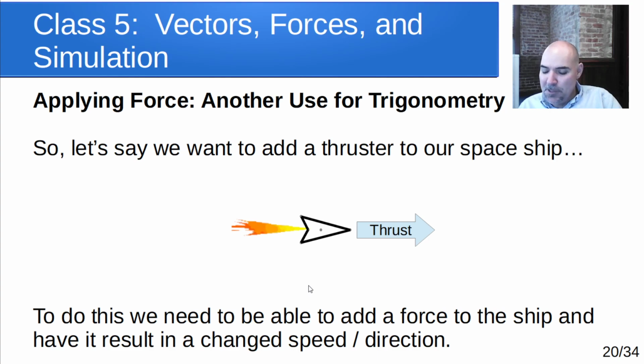So we want it so we can actually make that ship so that we can, for example, press the space bar, thrust will come out of the back, and then you'll see the ship kind of get pushed in a direction. So we want to be able to apply a force to the ship. To do that, we need to be able to add a force to the ship and have it result in a change in the speed and direction of that ship to make it move. So how can we apply a force to that?